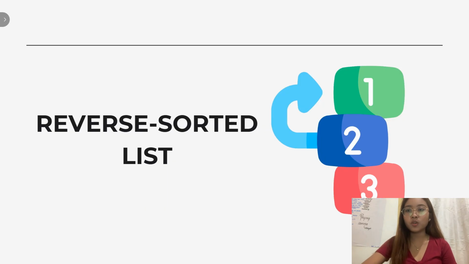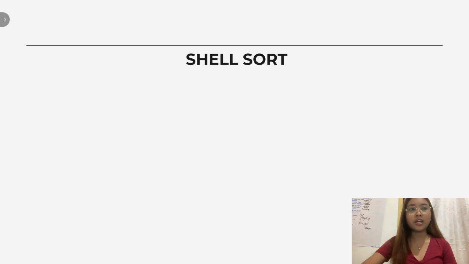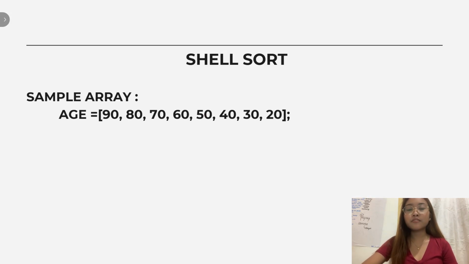Hey everyone! Today we're going to look at how shell sort performs in two types of arrays: one that is reverse sorted and one that is nearly sorted. So first is the reverse sorted list. We start with the array A. This is a reverse sorted list, meaning the elements are in the exact opposite order of what we want.